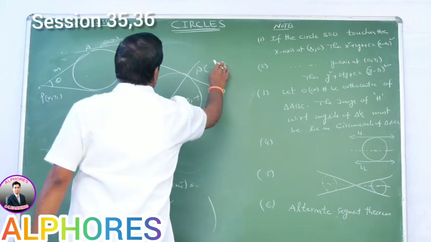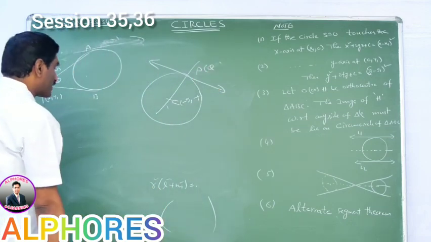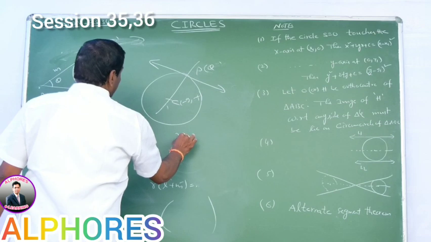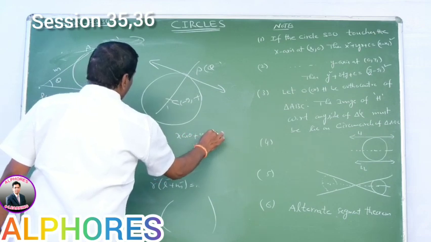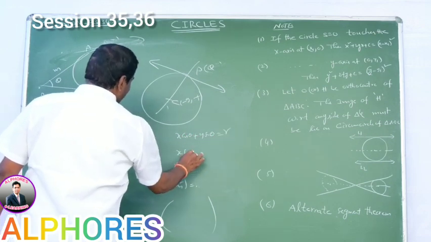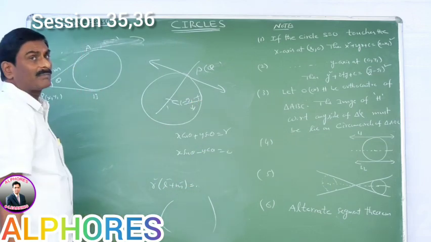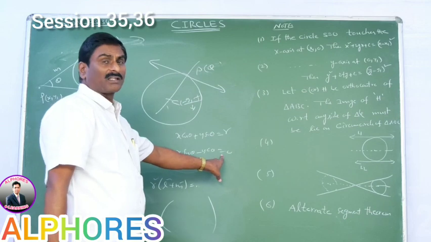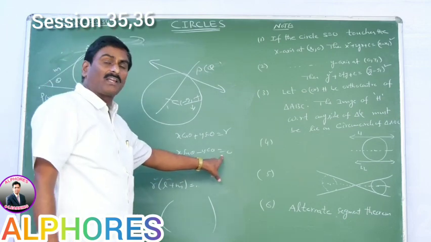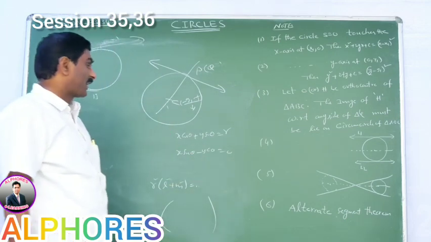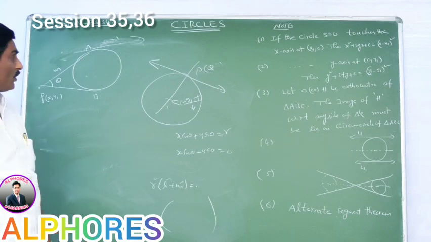Parametric form: equation of the normal at P of theta to the circle. The equation of the tangent at P of theta is x cos theta plus y sin theta is equal to r. So the perpendicular equation means x sin theta minus y cos theta is equal to 0. It passes through the center 0, 0, so the constant term is 0. x sin theta minus y cos theta is equal to 0. For the circle S is equal to 0, what is the equation of the normal? x plus g into sin theta minus y plus f into cos theta is equal to 0.